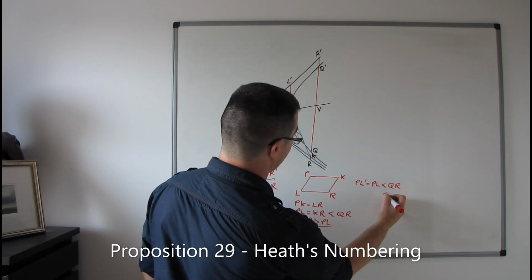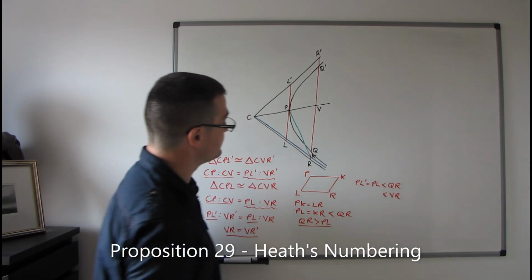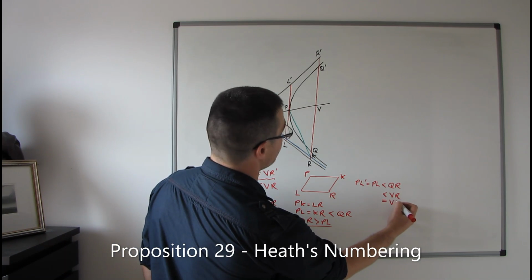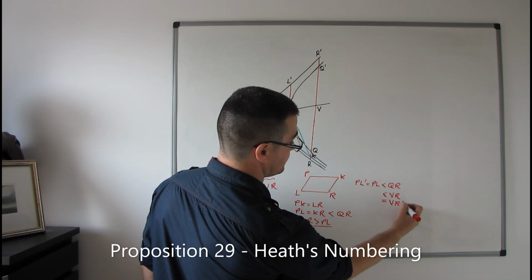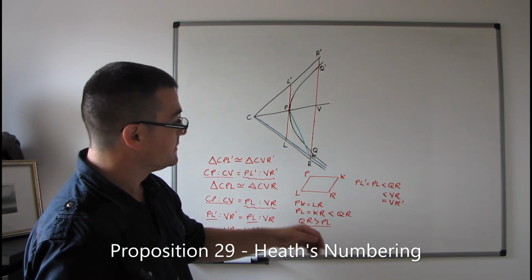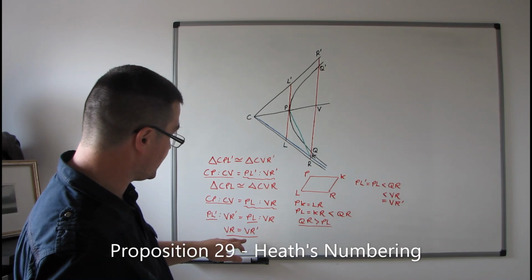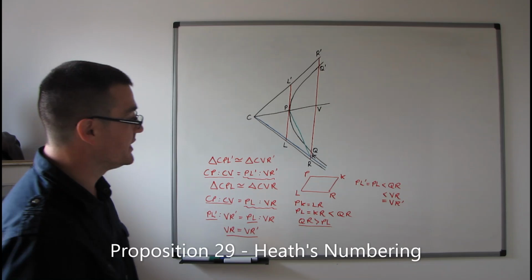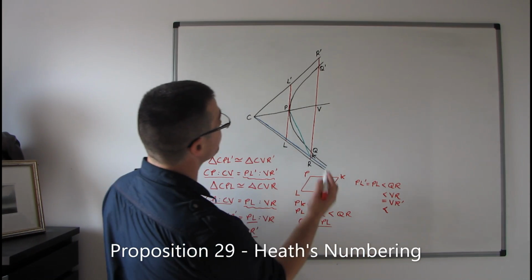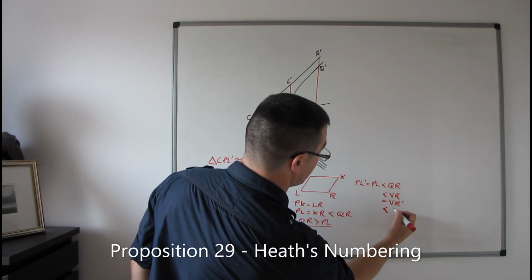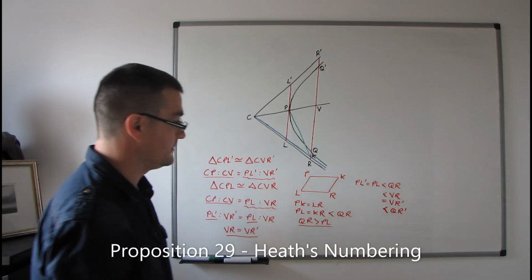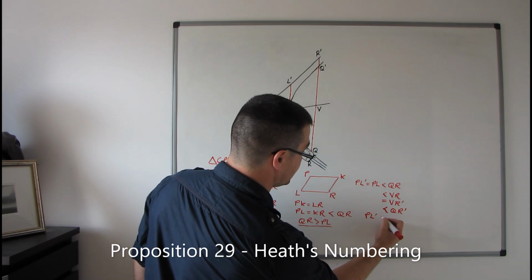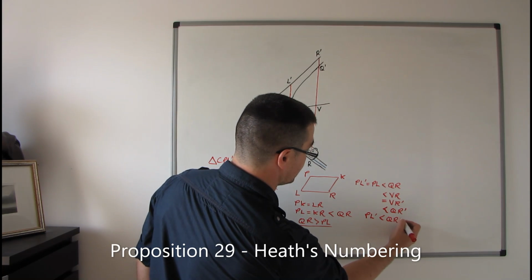is less than VR, but VR is equal to VR primed, because we've already shown that here. So VR is equal to VR primed, but VR primed itself is less than QR primed. So therefore we can conclude that PL primed is less than QR primed.